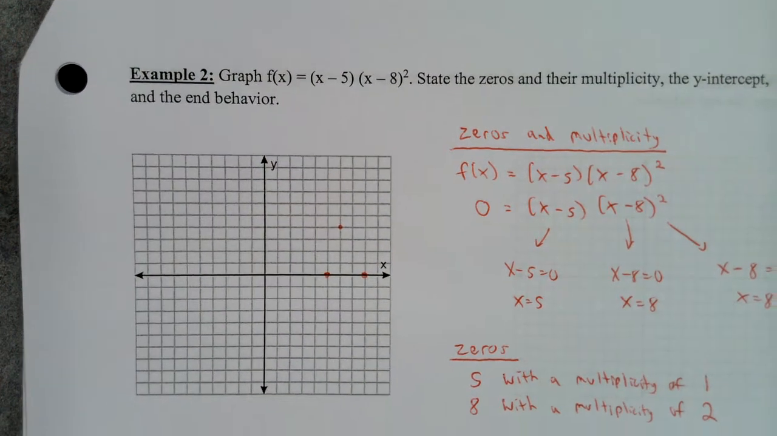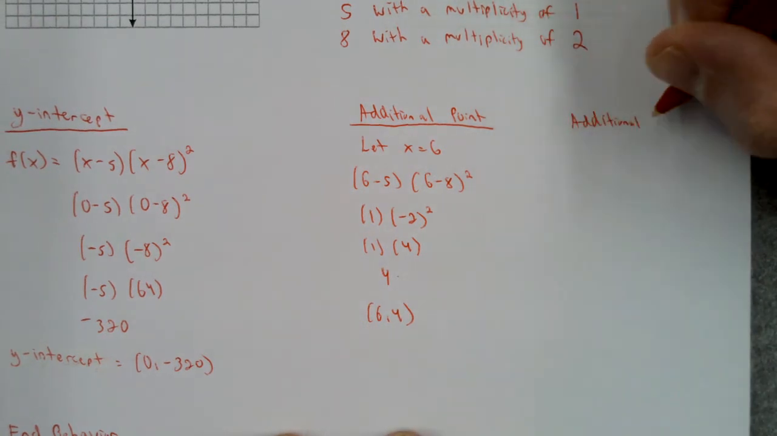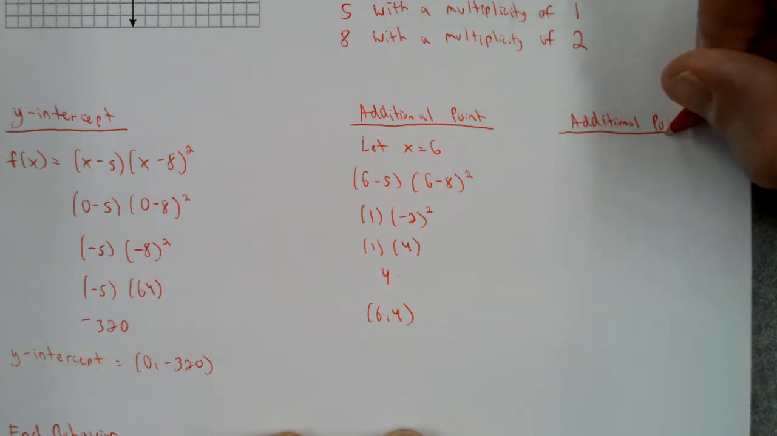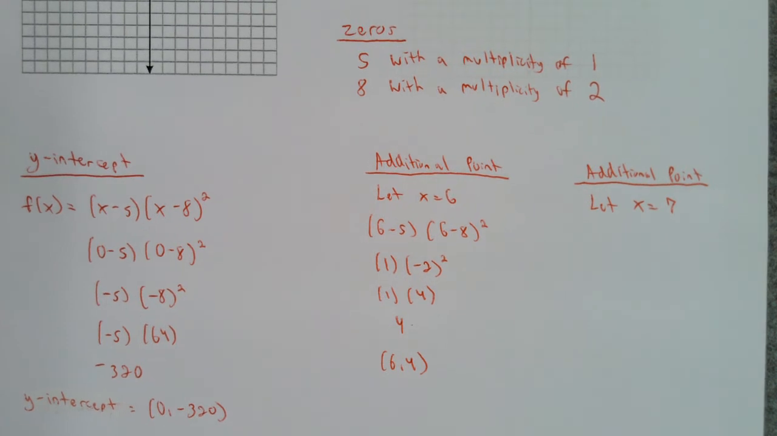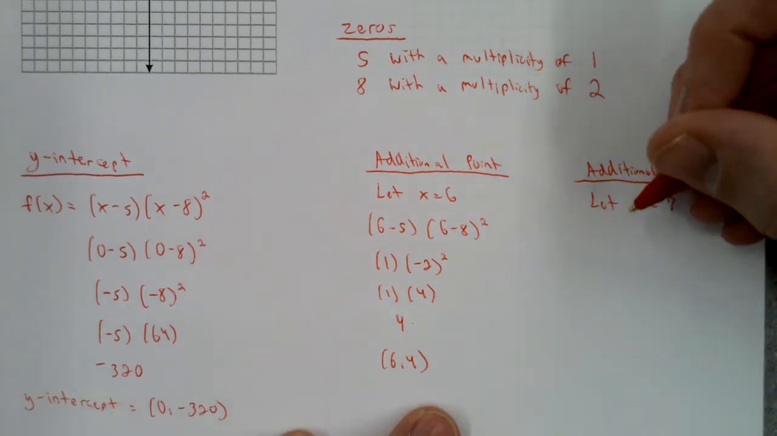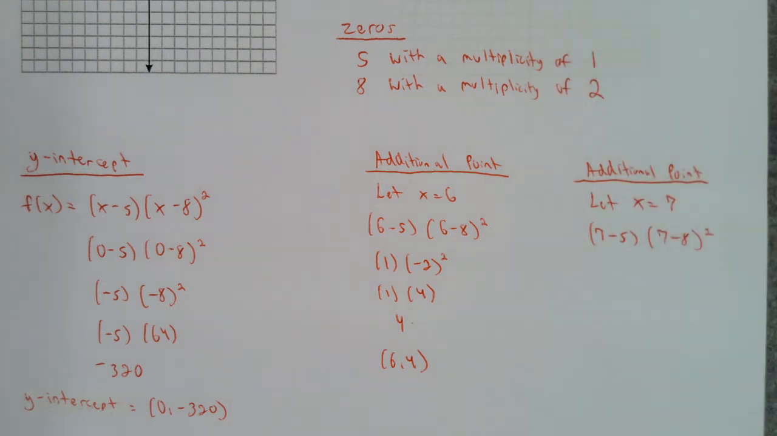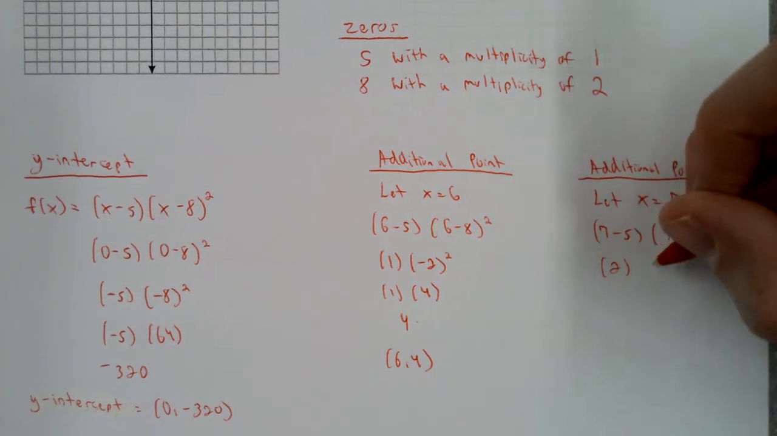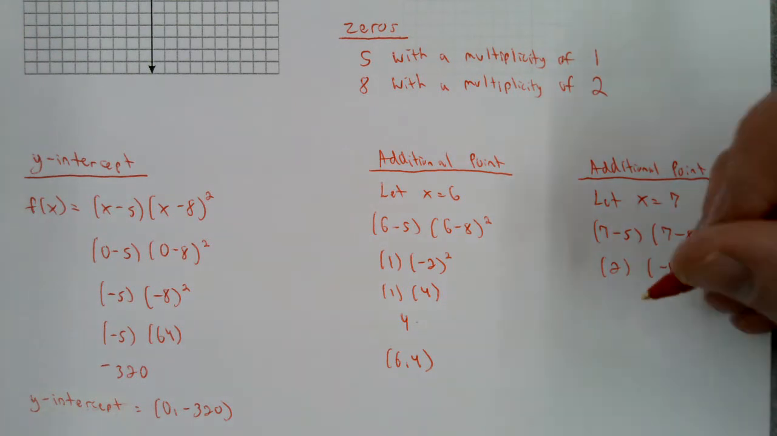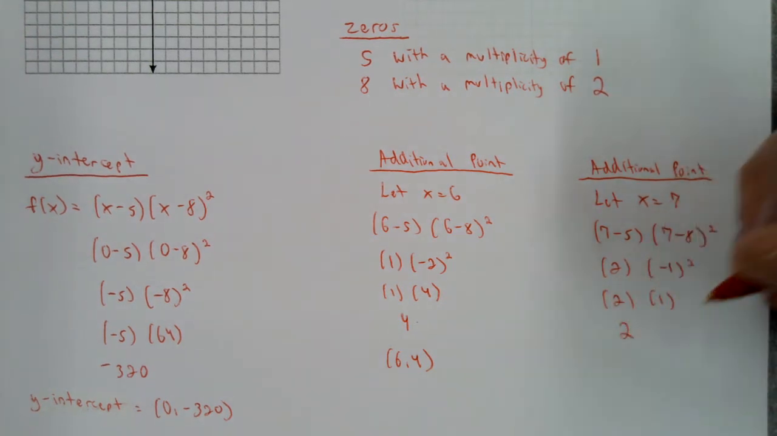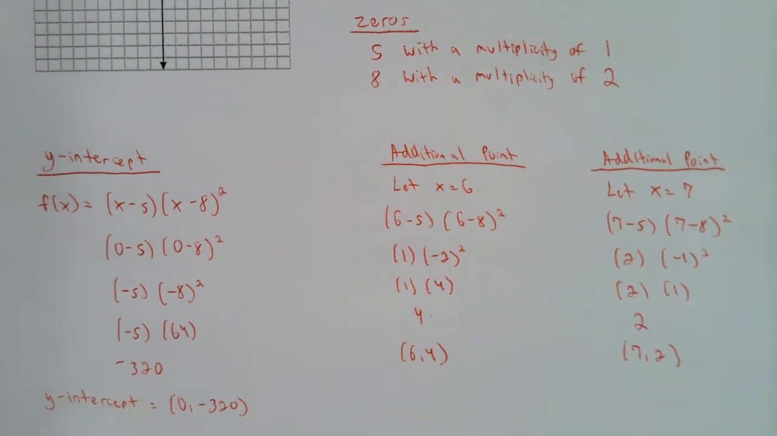Let's do x equals 7. Let's also get that additional point. So substituting 7 in for x in the original problem, 7 minus 5 times 7 minus 8 squared. So we're going to have 2 times negative 1 squared. Negative 1 squared is 1 times 2 is 2. That gives us the point 7, 2. Plot that.